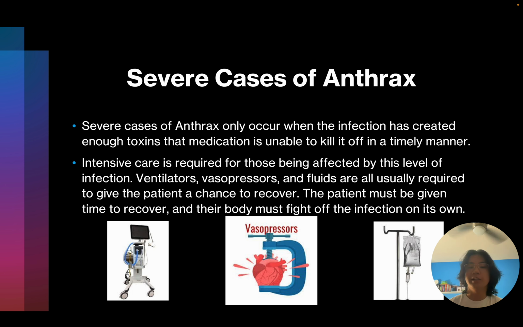And so these are severe cases of anthrax. Severe cases of anthrax only occur when the infection has created enough toxins that medication is unable to kill it off in a timely manner. Intensive care is required for those being affected by this level of infection. Ventilators, vasopressors, and fluids are all usually required to give the patients a chance to recover. The patient must be given time to recover, and their body must fight off the infection on its own.